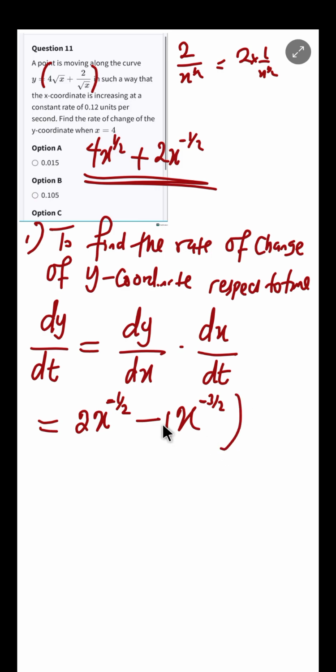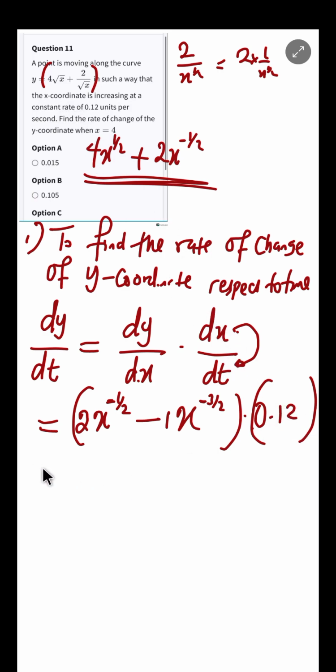This is just dy over dx, right? Then times dx dt. dx dt is actually the increase at constant rate, such that the x coordinate is increasing at a constant rate. This is like saying you have the rate of change of x coordinate with respect to time. It is given as 0.12. Do you understand that now? So you are multiplying it by what? 0.12. dx dt, the rate of change of x with respect to time, is 0.12 in that case.